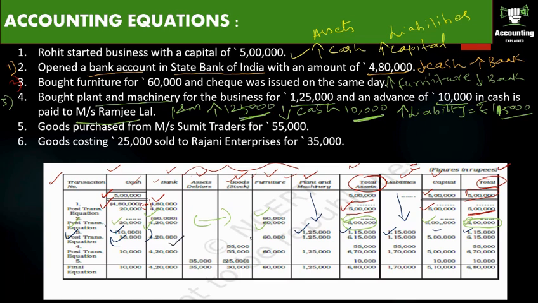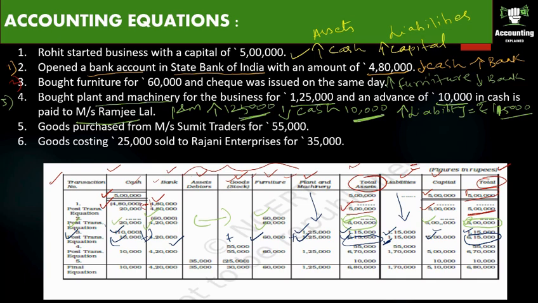Furniture is 60,000. Your plant and machinery has increased to 1,25,000. Total is 10,000 plus 4,20,000 plus 60,000 plus 1,25,000, which is 6,15,000. Your liability has increased to 1,15,000. Capital is 5 lakh. So total of liabilities is 6,15,000. Is it not tallying? Yes, it's tallying. Okay, next.